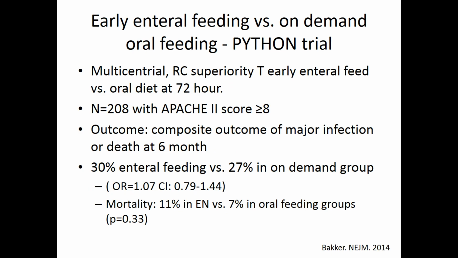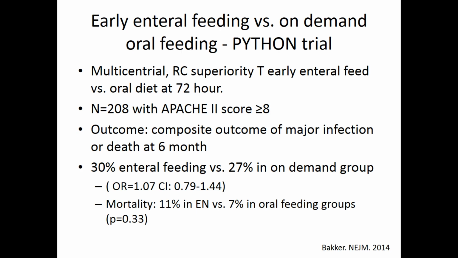There's been a recent trial, called the PYTHON trial, where early enteral feeding was assessed versus on-demand oral feeding. This was a multi-center randomized controlled superiority trial looking at early enteral feeding versus initiation of oral diet at 72 hours. And this included patients with predicted severe acute pancreatitis, so people with an APACHE-II score greater than 8 and often even greater than 14. And their outcome was a composite outcome of major infection or death at 6 months. And their results were very interesting.